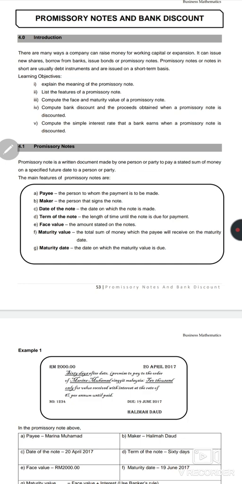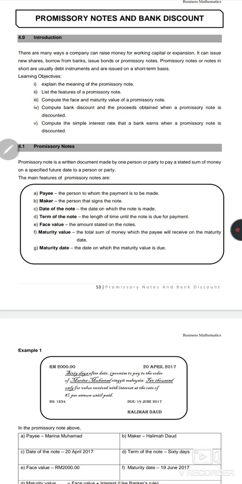Learning objectives for this chapter: you can explain the meaning of a promissory note, list the features of a promissory note, compute the face and maturity value of a promissory note, compute the bank discount and the proceeds obtained when a promissory note is discounted, and compute the simple interest rate that a bank earns when a promissory note is discounted.